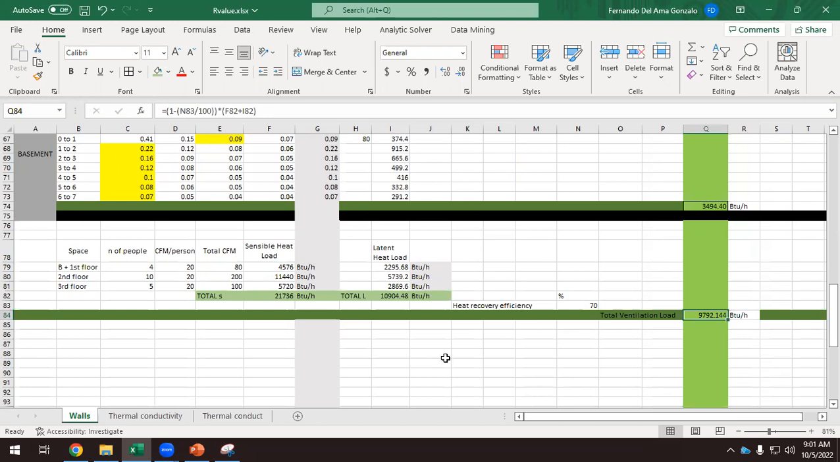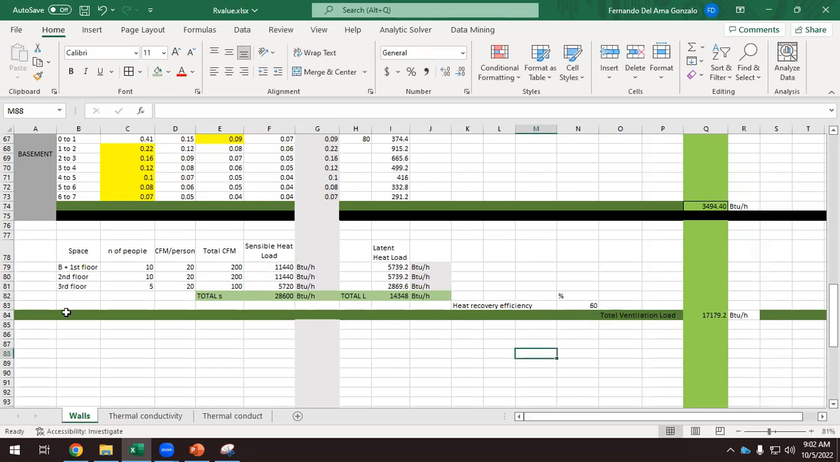What if I have more people? How many people on the basement? Now I have 10 people. Okay, I have 10 people in the basement. Oh, that increases. And now it's not an option. The company that has this heat recovery with 70% efficiency has gone down the drain, and now I have to go back to the other one. Okay, so let's put 60% efficiency.